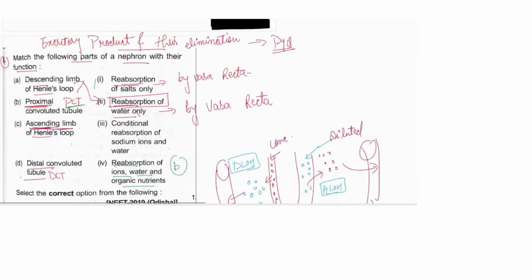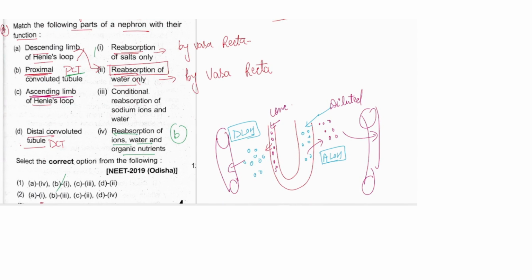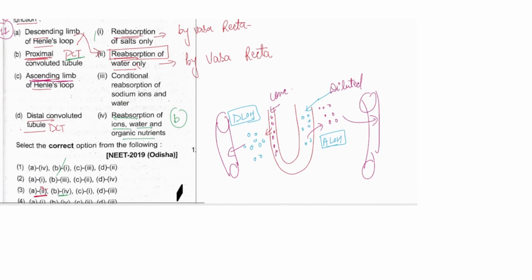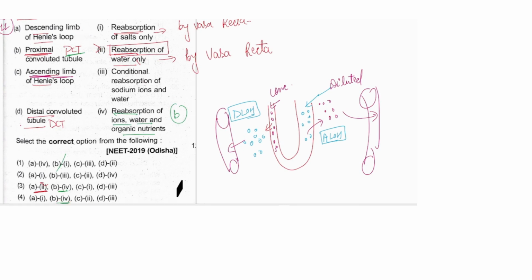Okay, so this was question number 11. So how can we match it? The descending limb would be with the reabsorption of the water, the ascending loop of Henle with the first one, and PCT we have seen already, fourth. That is A2, B4, C1 and D3. D would be with the conditional reabsorption. It is very simple: DCT always shows the conditional reabsorption. So we'll go with the third option.